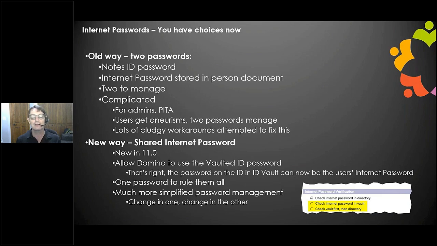You can have my Notes ID password that's in my vault. HTTP task will come and look at that, extract the password, look to see if the hashes are the same, say yes, that's the password, it matches, you are in. One password to rule them all from a Domino perspective. You no longer need two Domino passwords. You can now have one Domino password, and that's the Notes ID password that's in the vault. So my client uses the ID vault, the ID that's downloaded from the vault that has the password. My internet, the HTTP, goes to the ID vault and checks to see if my password is the same. If it is, it lets me in.